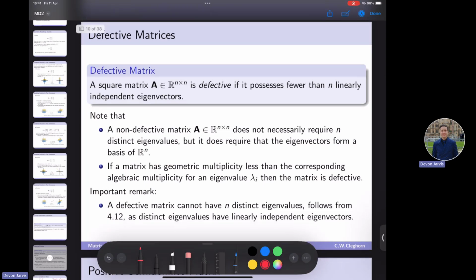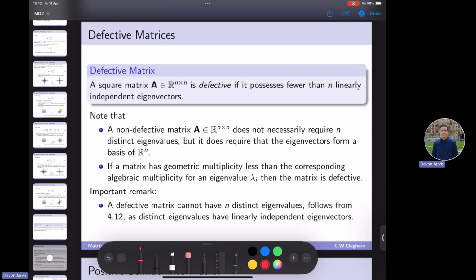Okay. This helps us define defective matrices. If A is a square matrix, it is defective if it possesses fewer than n linearly independent eigenvectors. So if geometric multiplicity is lower than algebraic multiplicity, you have a defective matrix. I know the multiplicities idea is subtle and annoying. I think it's important that we define it, but in general, if you understand things like column spaces being linearly dependent, I find that to be a more useful way of going about it.